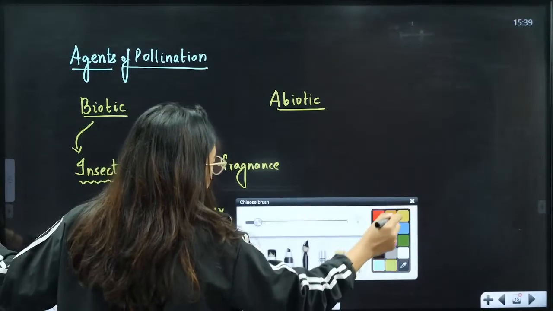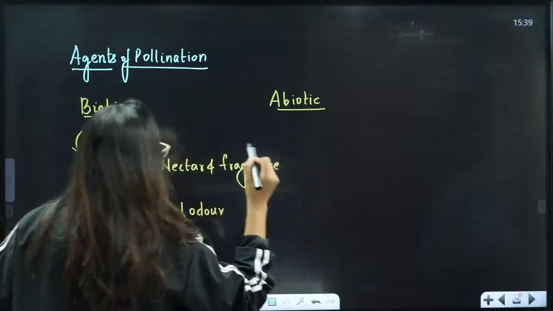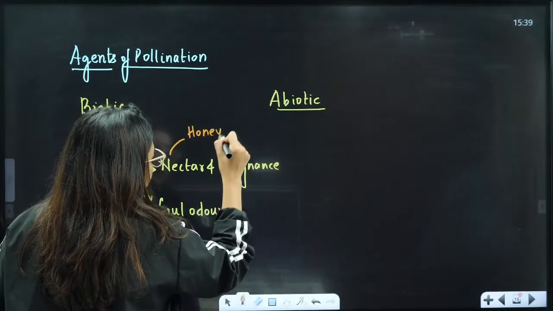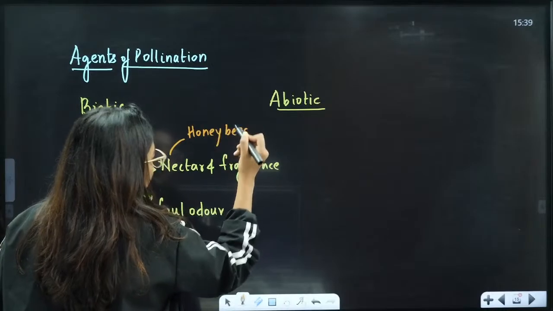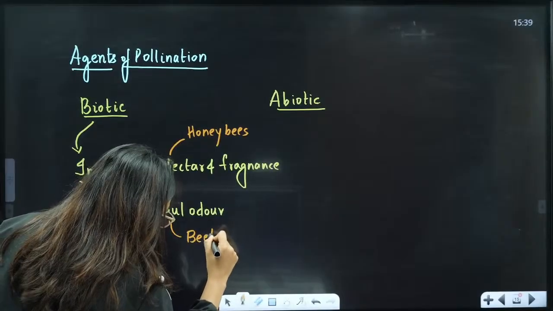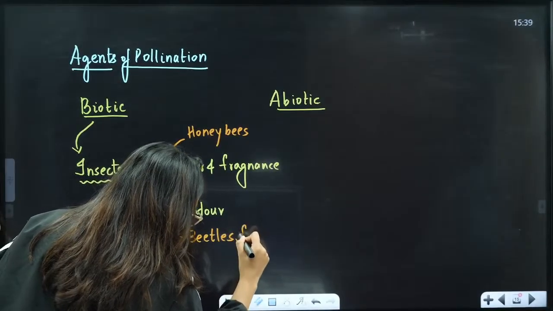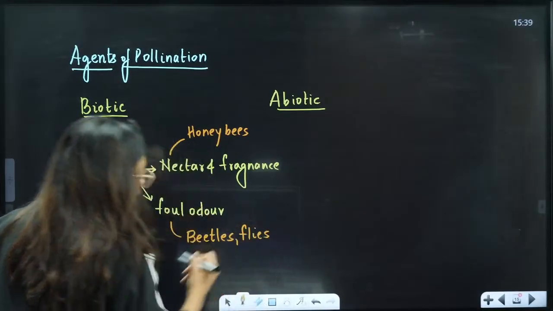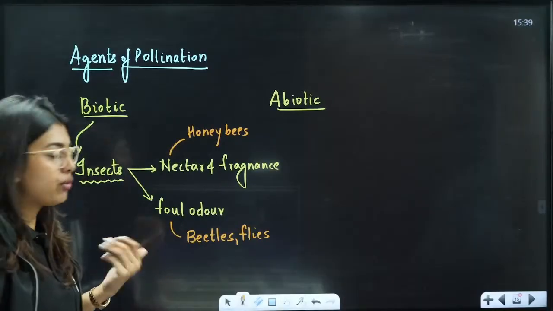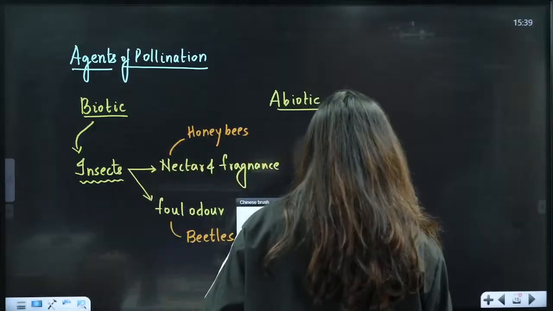For that, who will come? Bees will come. So for nectar and fragrance, mainly your honeybees are going to be attracted. For foul odor, your beetles and flies are going to be attracted. Okay, flies are going to be attracted. So insects are there, students. We call this entomophily. Now abiotic means the non-living things.